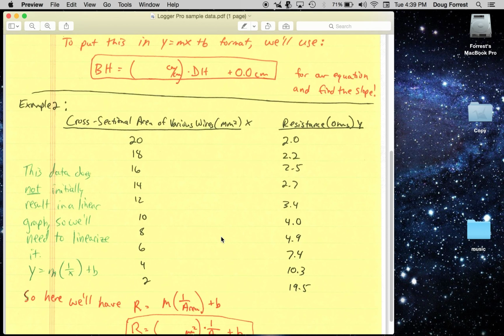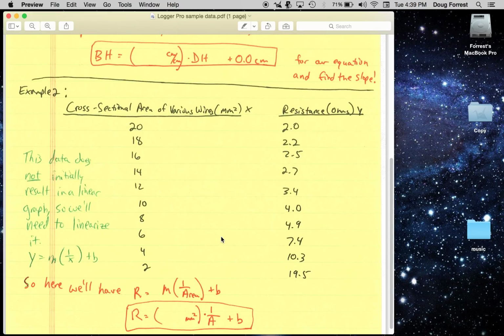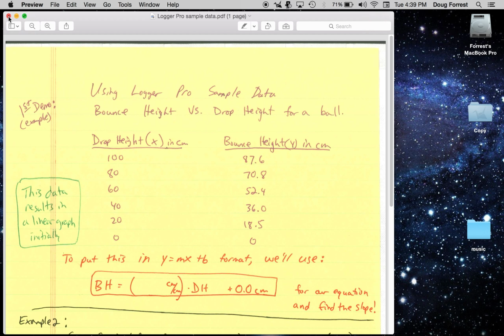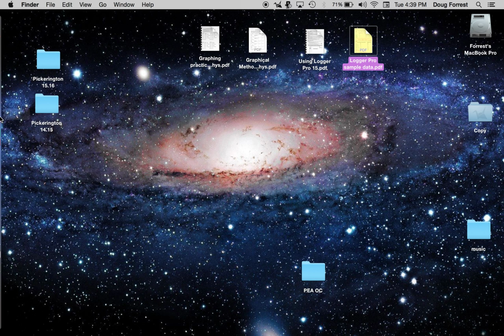The second example we're going to look at is a bit more complicated. It's going to be an inverse relationship comparing the cross-sectional area of wires and the resistance. So to do that, we're going to have to manipulate the equation a little bit to get a linear fit. Again, we'll talk about that as we go. All right, so let's get started with Logger Pro.